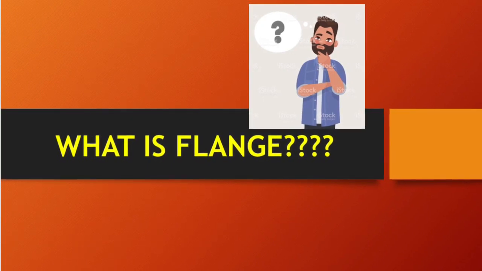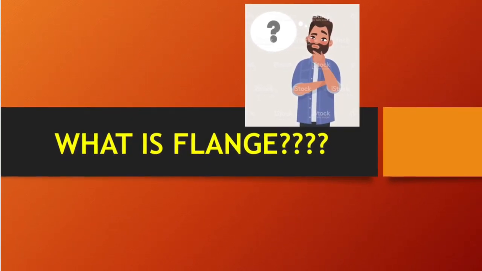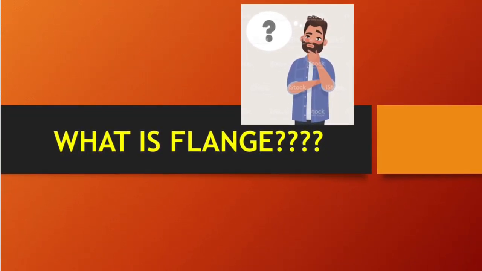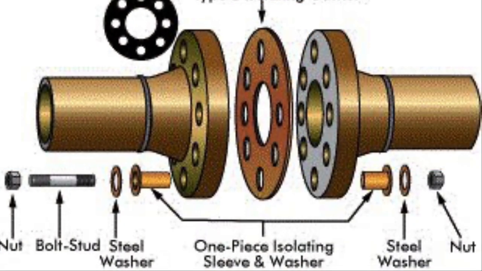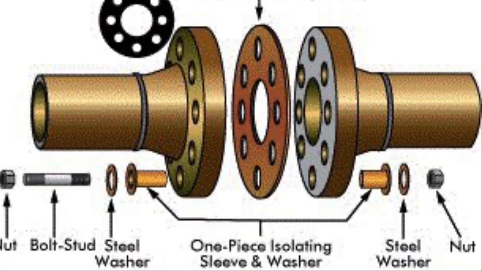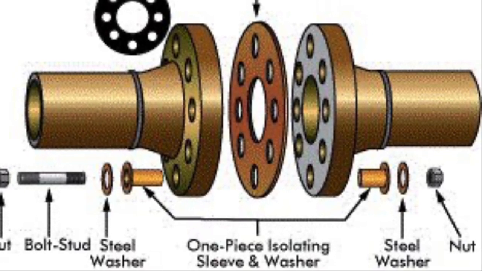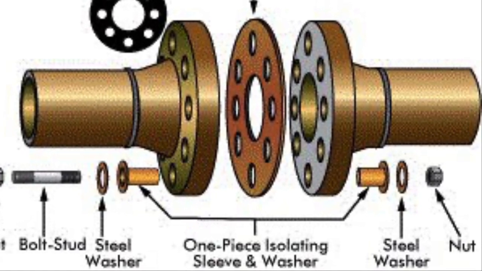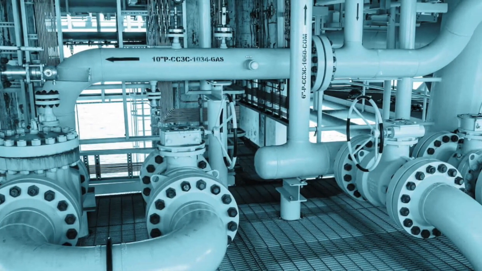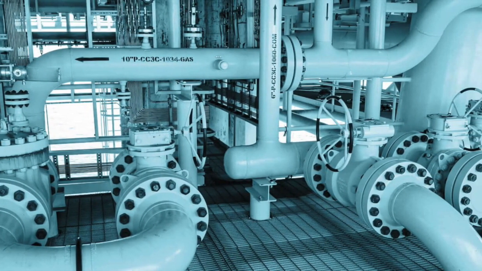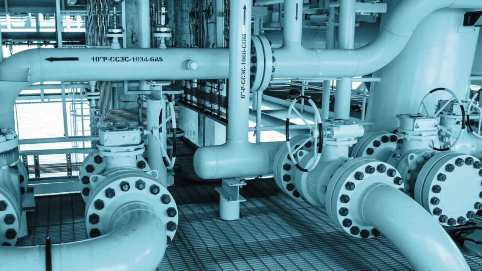Hi friends, today we are going to see what a flange is and what the types of flanges are. A flange is a method of connecting pipes, valves, pumps and other equipment to form a piping system. The main advantage of flanges is for cleaning, easy maintenance and some modifications.